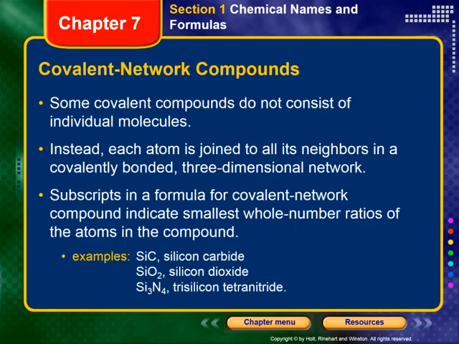Some covalent compounds do not exist in individual molecules, and so this is a special type of covalent bonding. Instead, each atom is joined to all of its neighbors in a covalently bonded 3-dimensional network. Subscripts in a formula for a covalent-network compound indicate the smallest whole number ratios of atoms in that compound. Some common examples are silicon carbide, silicon dioxide, trisilicon tetranitride. And so these covalent network compounds are things like diamond or graphite. It's carbon covalently bonded to carbon, but is a huge 3-dimensional network, much in the same way that crystal lattice structures are huge 3-dimensional structures. But for covalent network compounds, it's all nonmetals, hence the covalent part of the network.